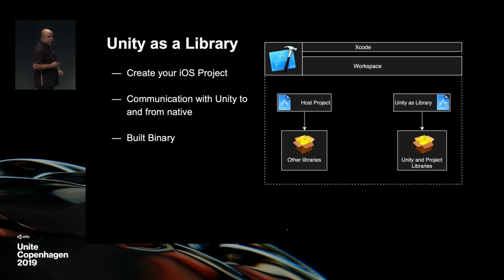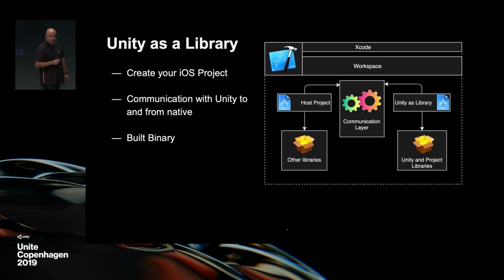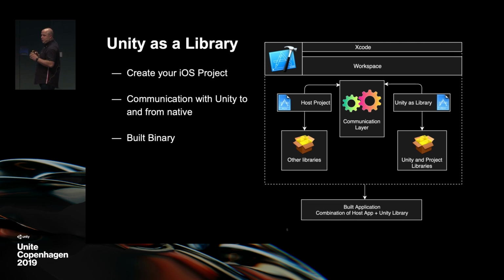On the other hand, we have your Unity as a library, a compiled application that is a binary, a compiled project that is your Unity project encapsulated into an iOS build. To make all this work, we, developers, need to create a communication layer between these two projects. This makes it possible for you to have your AR, your Unity 3D part, and your native part working together. The result of all this is a single application, and for the end user it is a seamless integration.